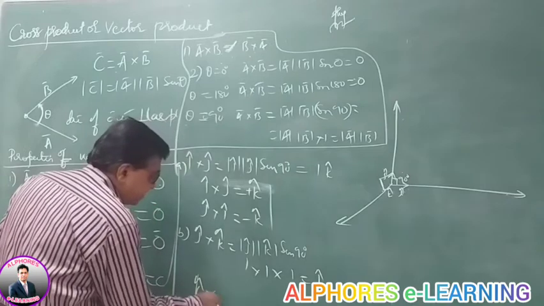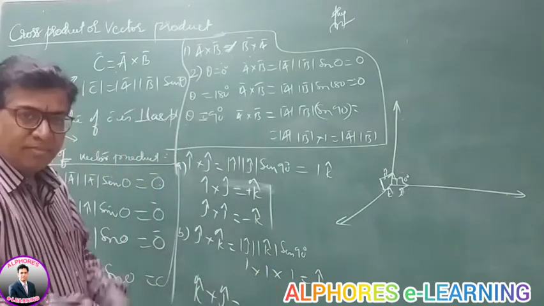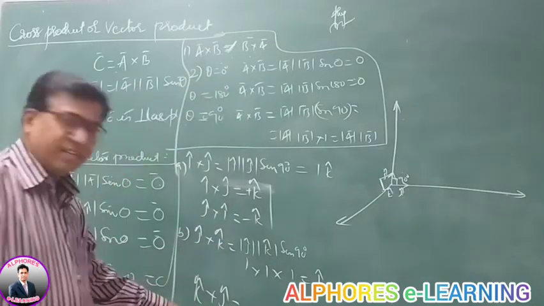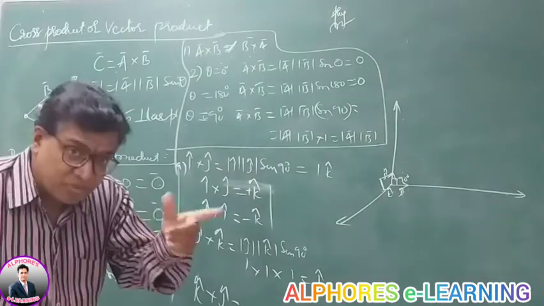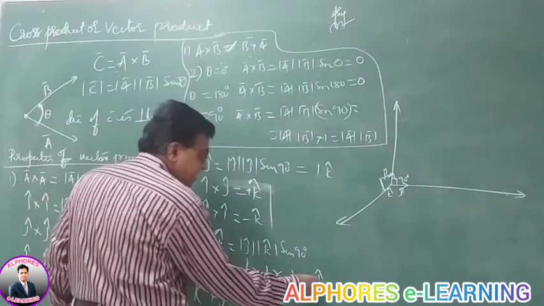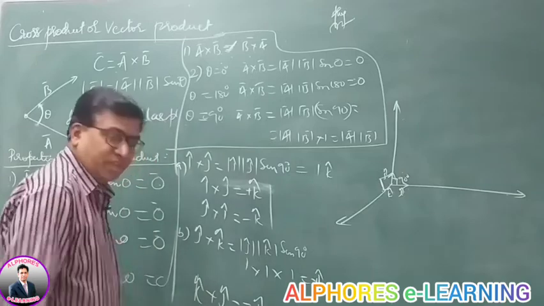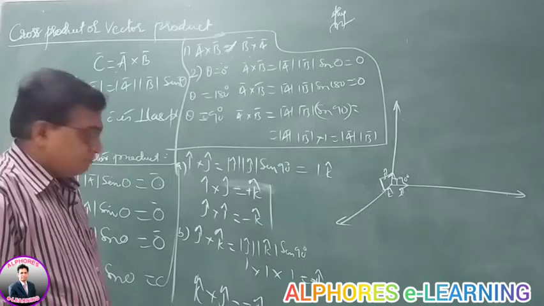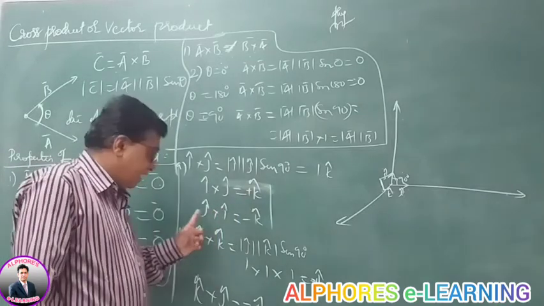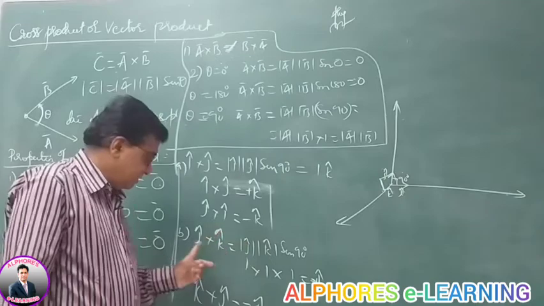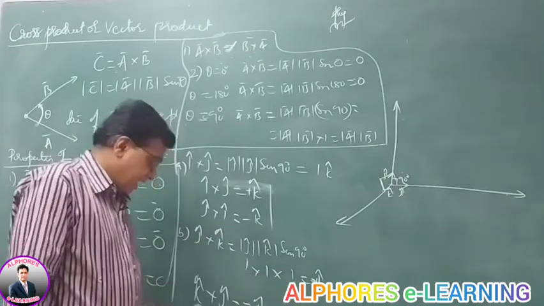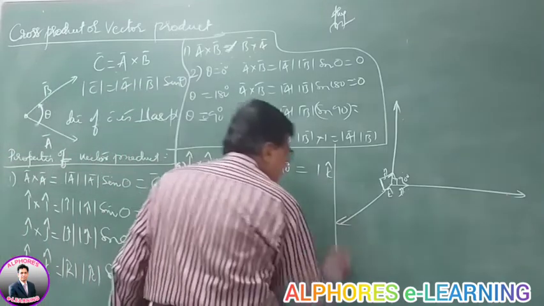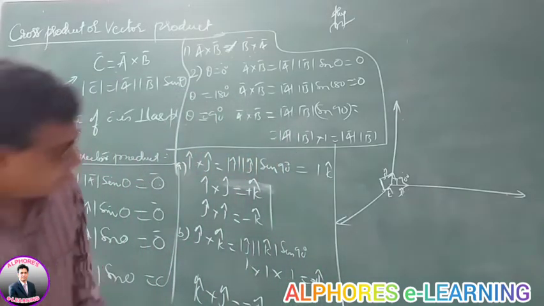Similarly, if I take K cross J, the cross product of K and J, reversed. Both are not equal. So J cross K and K cross J are not equal. They are opposite, negative vectors. So if this is plus I, this is minus I. So I cross J is K, J cross I is minus K. J cross K is plus I and K cross J is minus I. Opposite. Then finally, now the third and final one.